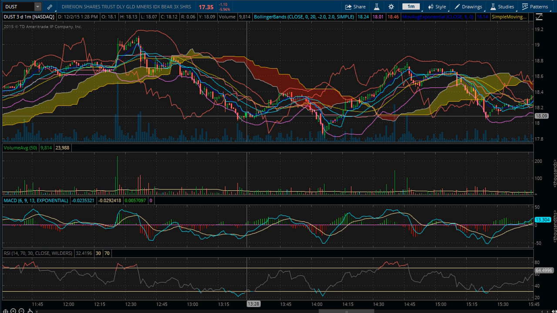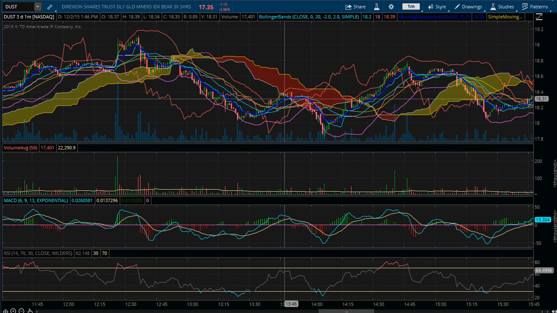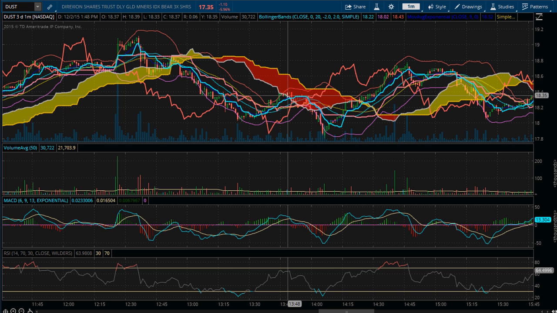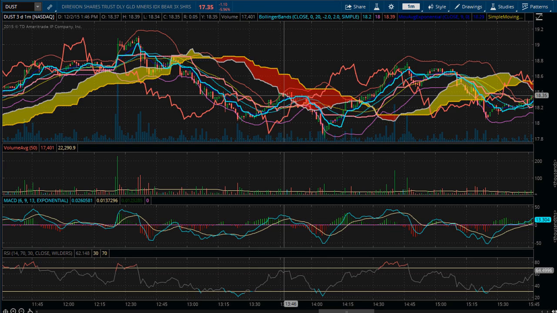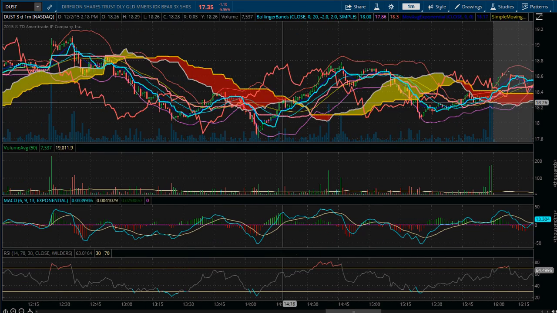Just make sure that when you're entering the position, you're far enough away from the cloud, because that's going to provide resistance for you. The farther away from the cloud you are, and the thinner it is, the better. So try that indicator out. Let me know what you think.